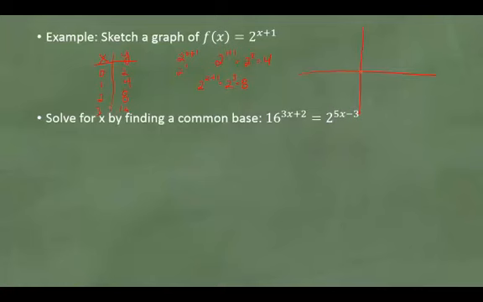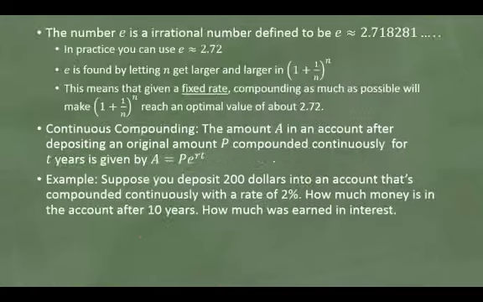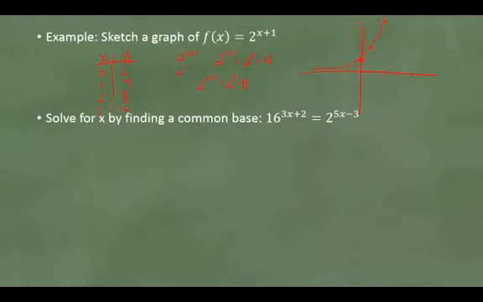So at 0, we get 2. At 1, we get 4. So that's 1, 2, 3, 4. At 2, we get 8. At 3, we get 16, way up there. So notice it looks just like we were talking about before. It increases rapidly.